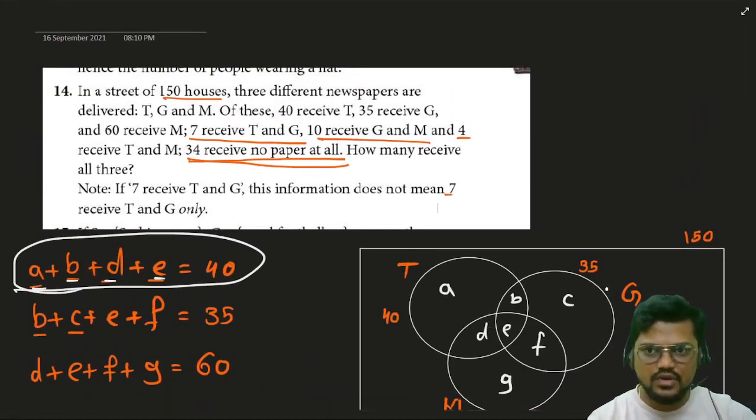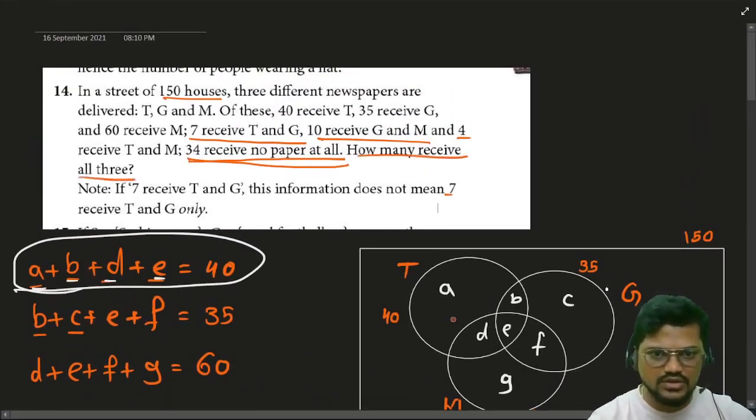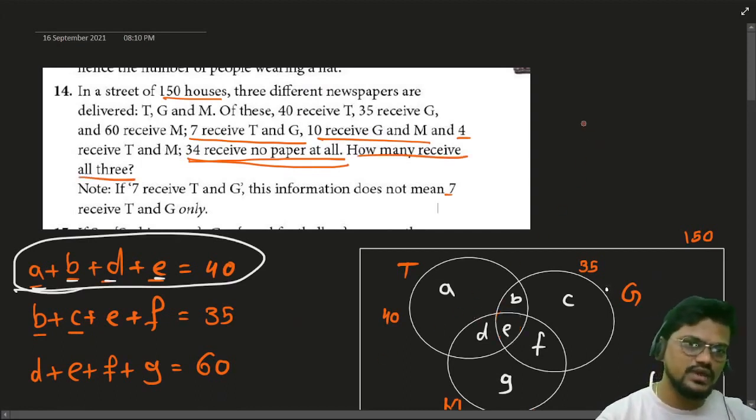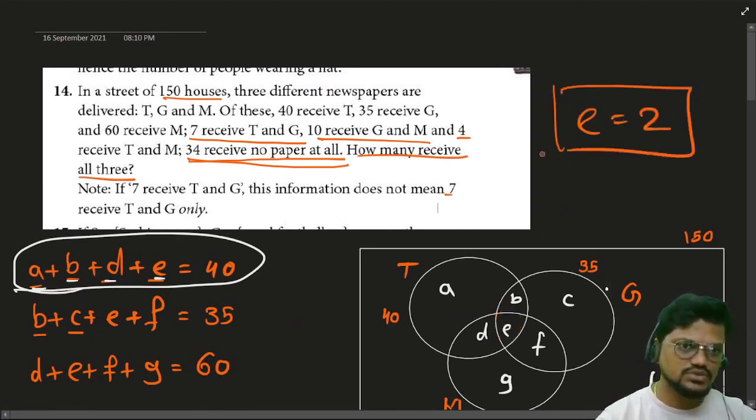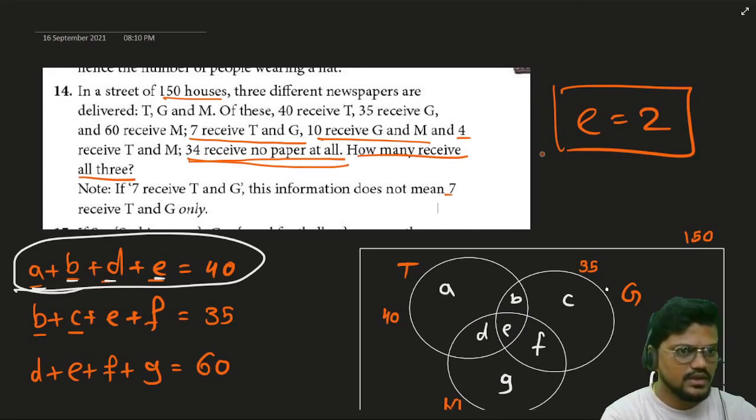How many receive all 3? That is the value of E, and the answer of E is 2. So the answer of this question is also 2. There are 2 people who receive all the newspapers. Got it? There is no other way to solve this question. This is the only method to solve.